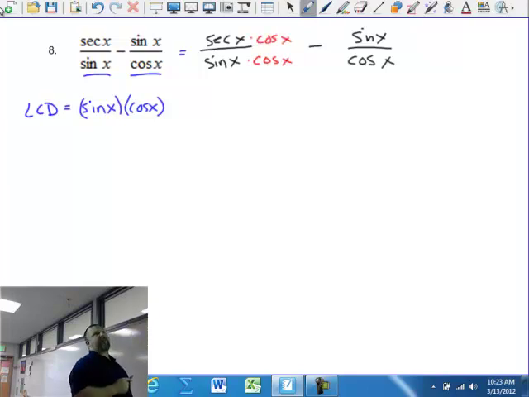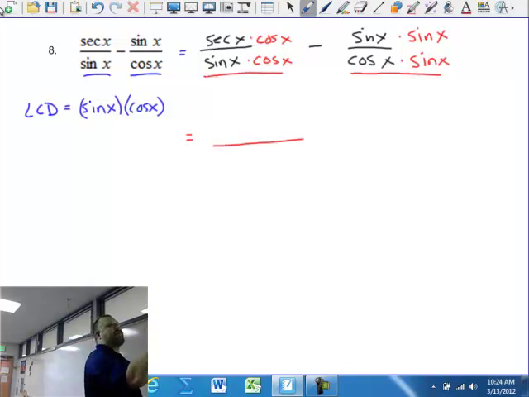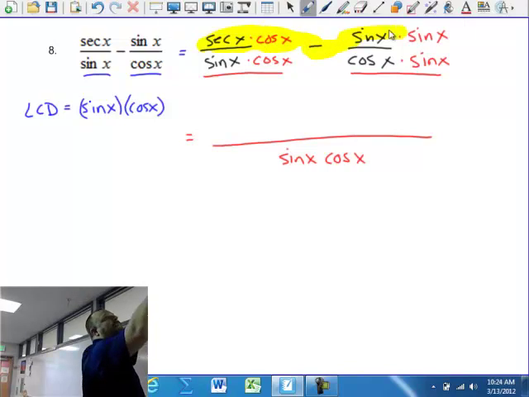And how about the second one? It's missing a sine of x. So I'm going to multiply the top and the bottom by sine of x. And I'm going to have now a common denominator of sine of x, cosine of x. So I'm going to make one fraction with that denominator. And all I have to do is clean up the numerator, which is going to be all of this minus all of that.